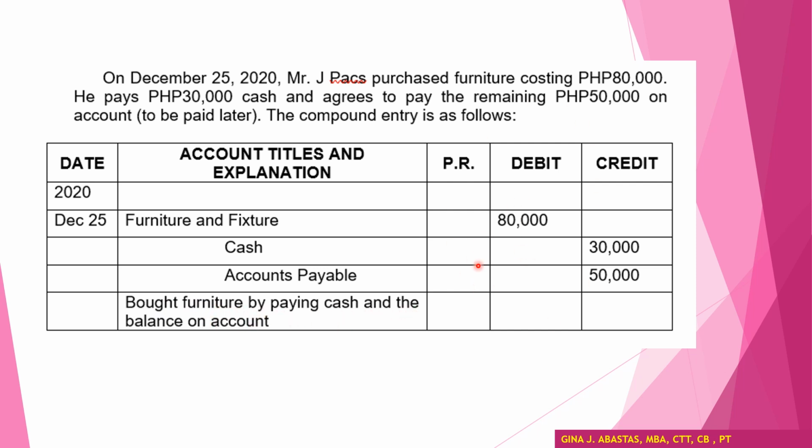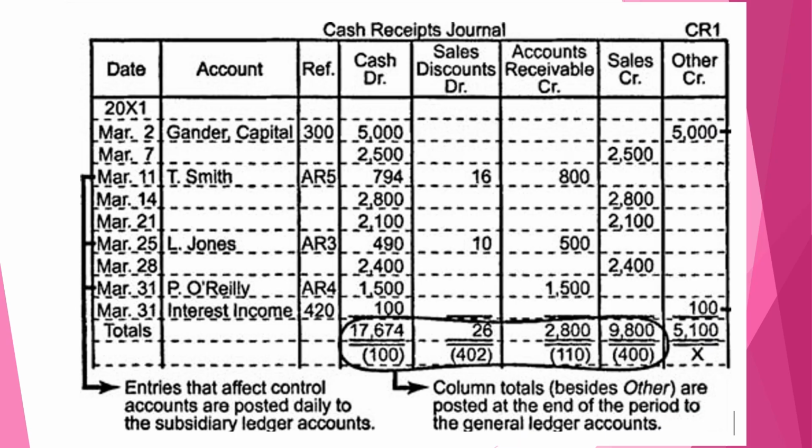So as you can see, the debit here totaled 80,000 pesos and the credit still totaled 80,000 pesos. So it should be balanced. Debit must always be equal to credit. So we are now in the special journal. This is one of the types of special journal, the cash receipt journal.